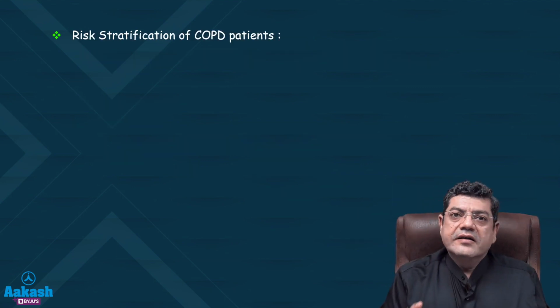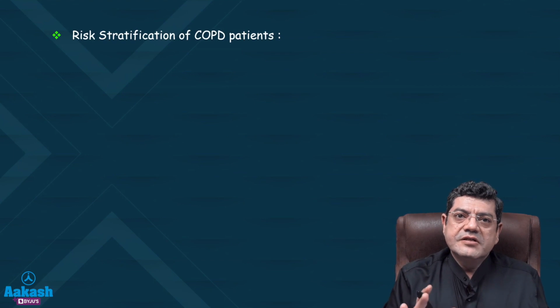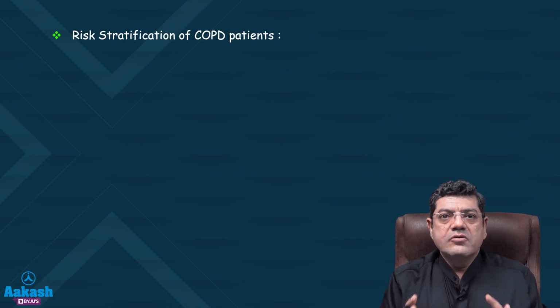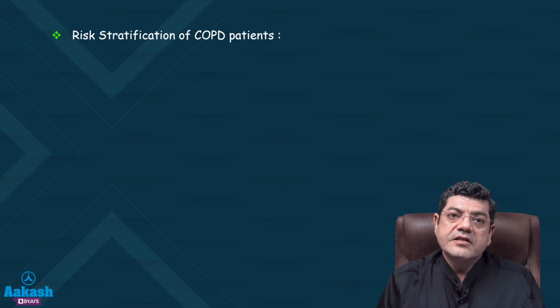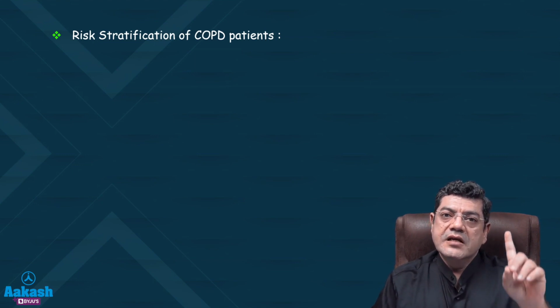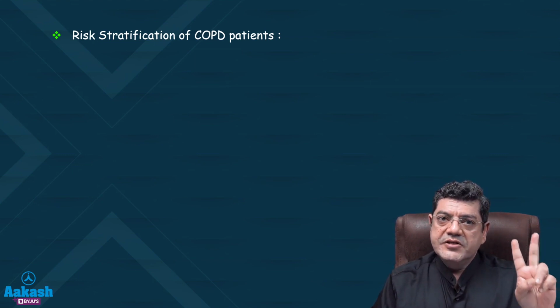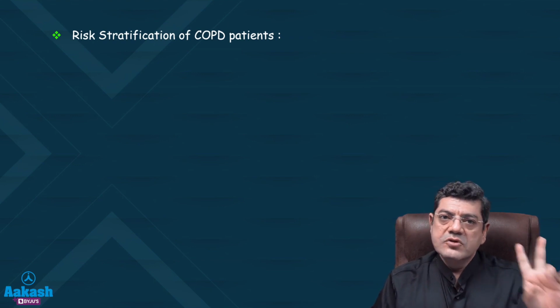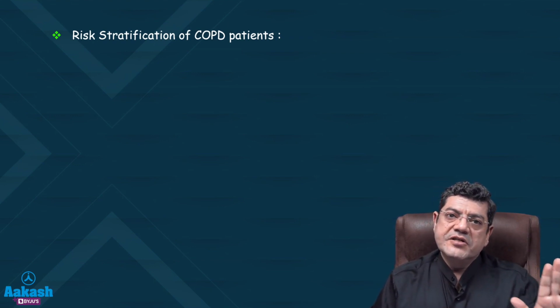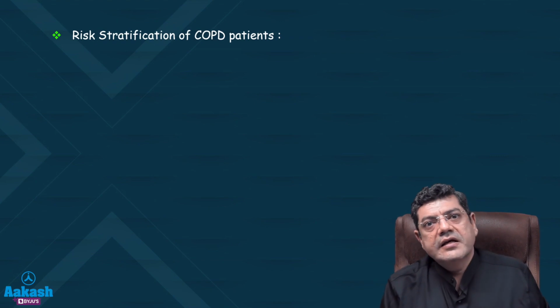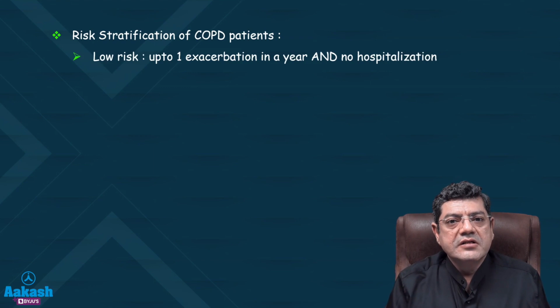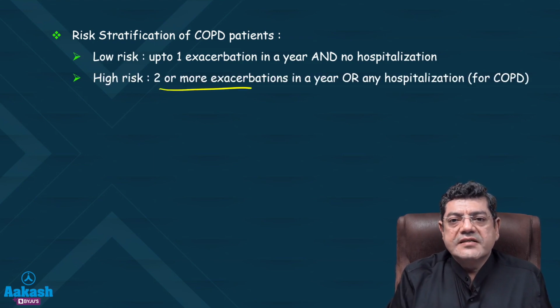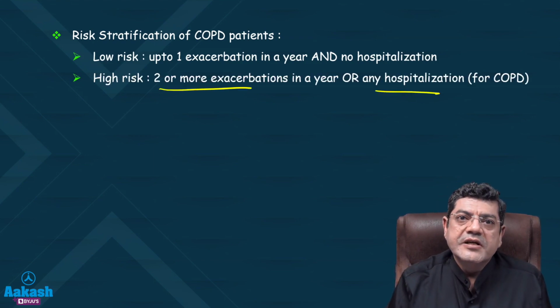I said that this is how you stratify these COPD patients, by counting their exacerbations and hospitalizations. The number 2, right? And the number 1. So any hospitalization, even a single hospitalization, means high risk, and exacerbations 2 or more. If those are not satisfied, the patient is low risk. So that means 0 to 1 exacerbations per year, no hospitalization, low risk, and 2 or more exacerbations and any hospitalization for COPD, high risk.